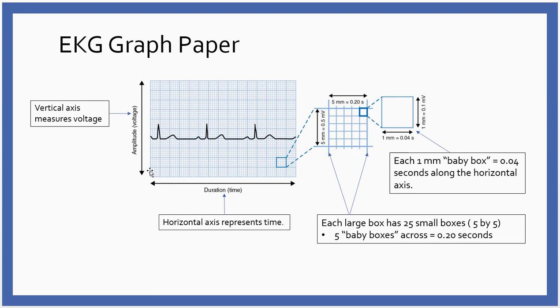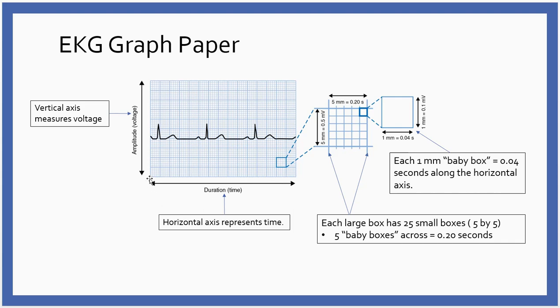Now, for what we're going to do with our little strips, looking at a lead at a time, voltage isn't going to be anything that we can really look at. It's not going to be important. Our focus is going to be on the horizontal axis across here. The horizontal axis reflects time. So how does that work?